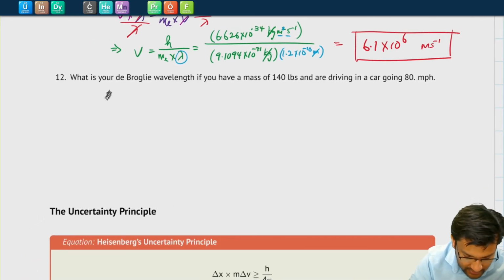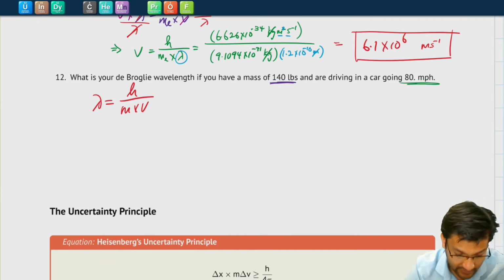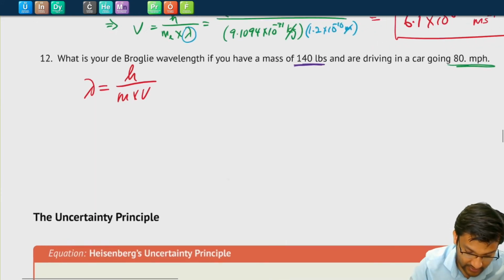Okay, so we know that the de Broglie wavelength is h over m times v, right? h is Planck's constant, m is your mass, v is your velocity, but your mass should be in kilograms, and your velocity should be in meters per second. Here they give us the mass in pounds and the velocity in miles per hour, so we need to convert those. So let's start with the mass.